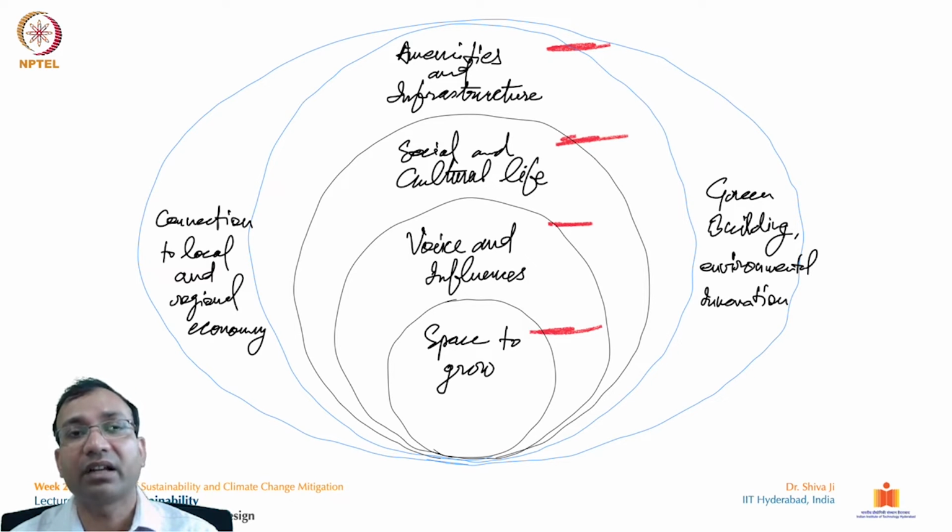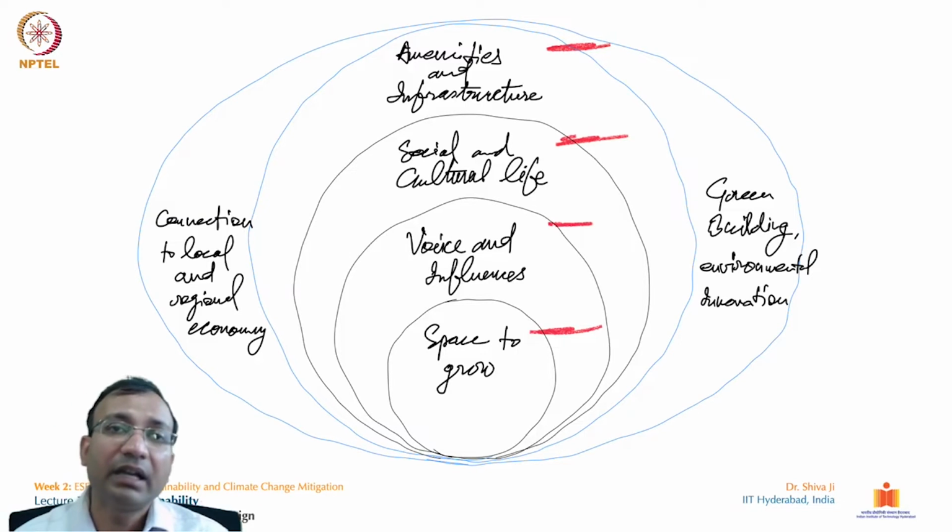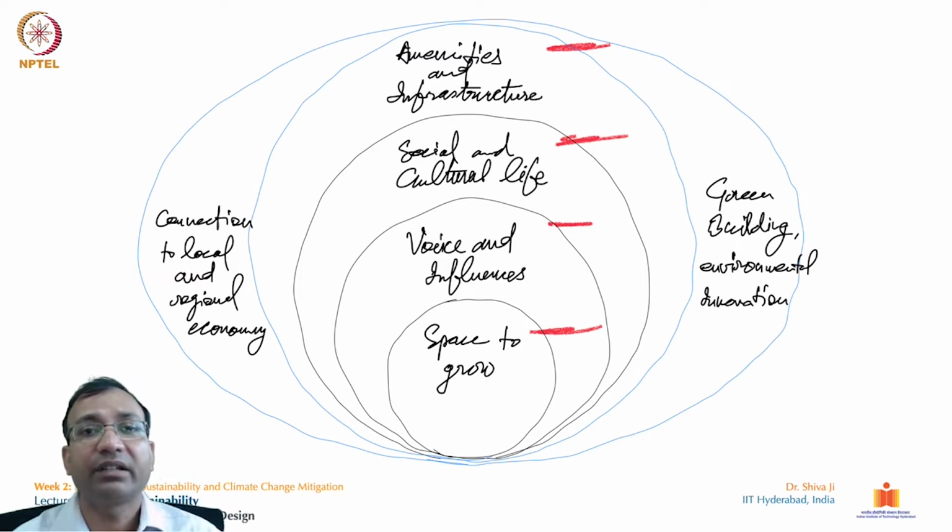So this is the beauty of this diagram and this concept, which talks about the arrangement of sharing spaces, the personal spaces. It talks about the opportunities, the space to grow, and being heard, voices should be heard. The influence should also be shared between the agencies. A government structure should be in place so that it respects the feedback, it respects the opinion of the public, in an overall sense. And it is connected at two levels, like connection to the local and regional economy, and green building, environmental innovation, and incentives for pro-environmental behavior.